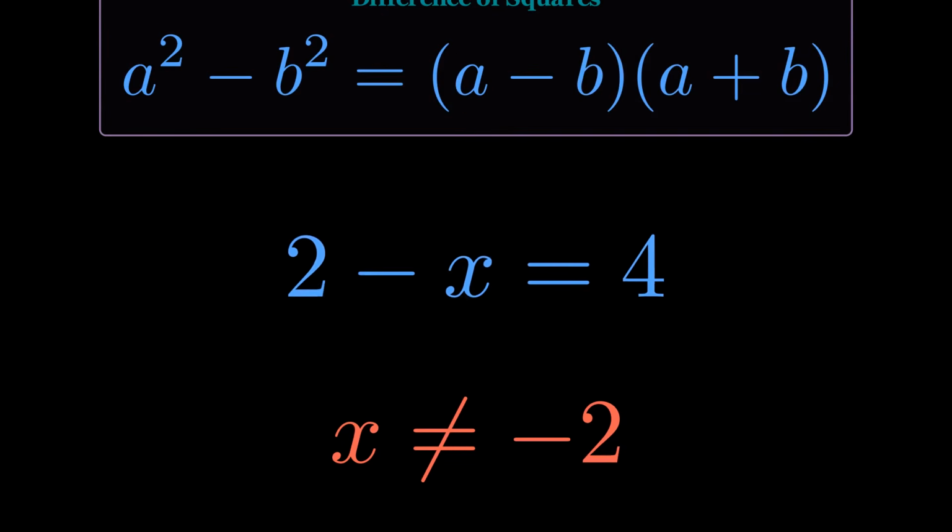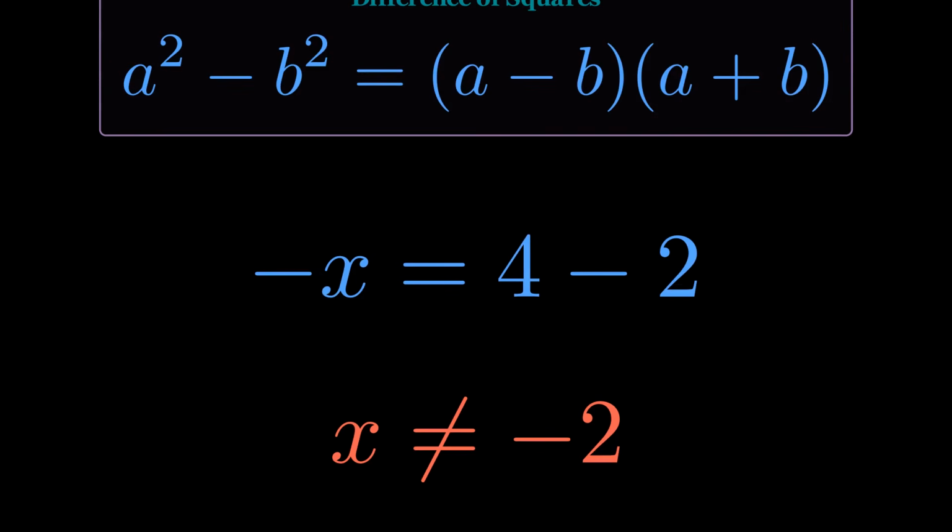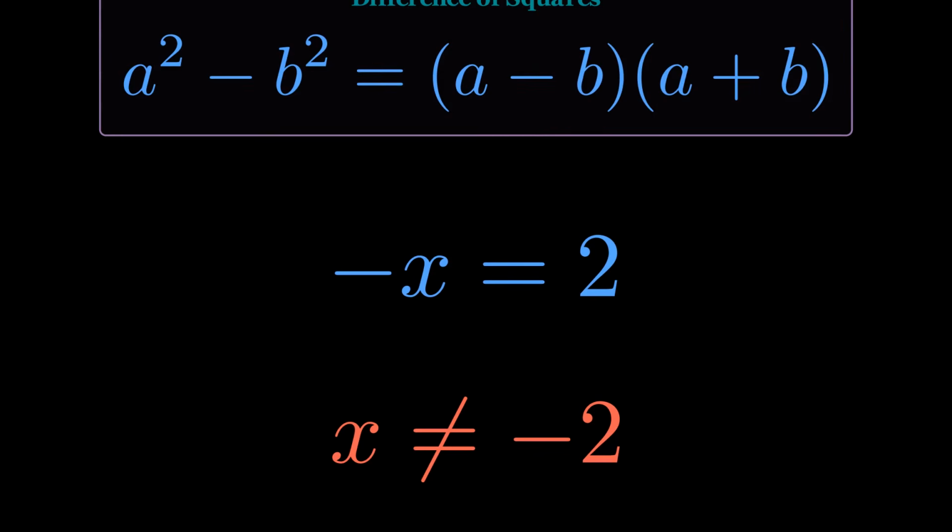After cancelling, we are left with the much simpler linear equation, 2 minus x equals 4. To isolate the x term, we need to subtract 2 from both sides of the equation. This gives us -x equals 4 minus 2. Evaluating the right side, we find that -x equals 2. Finally, multiplying both sides by -1 yields x equals -2. And here we have a problem.